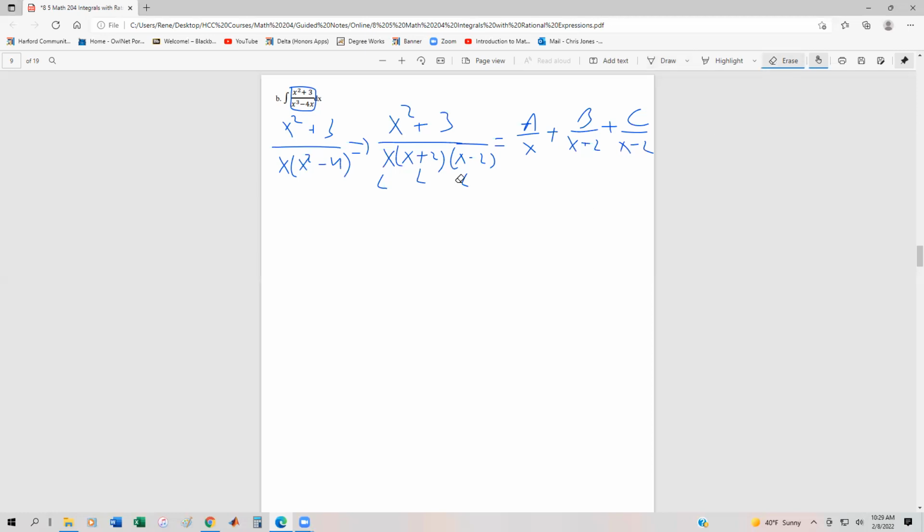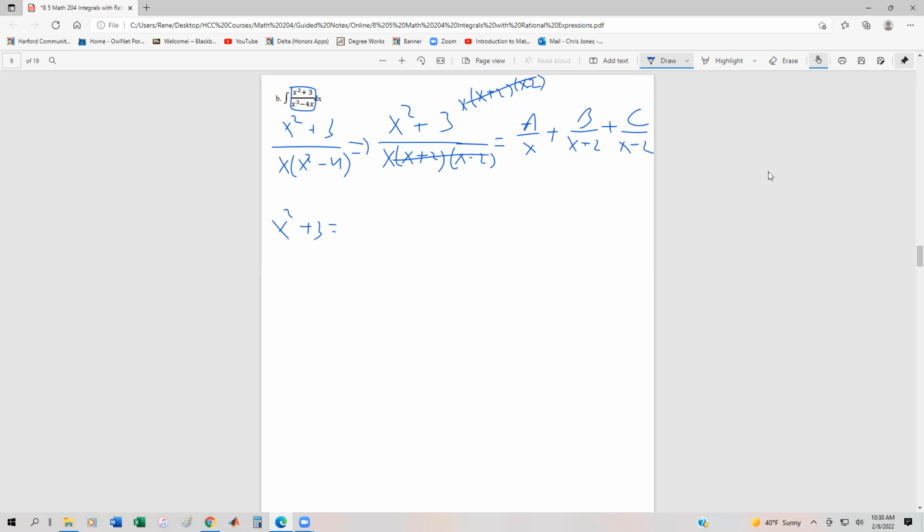We're going to multiply both sides by the common denominator. We've seen this a few times, so we should be getting pretty good at recognizing whatever it is that's missing from the denominator, that's what you're going to have after multiplication. Technically we're going to multiply everything by x, x plus 2, x minus 2 on the left side, which is going to cancel all this stuff out, which is going to leave us x squared plus 3.